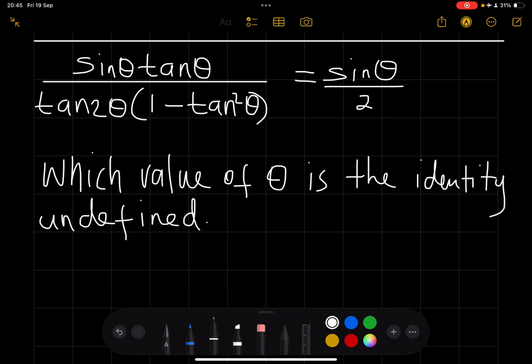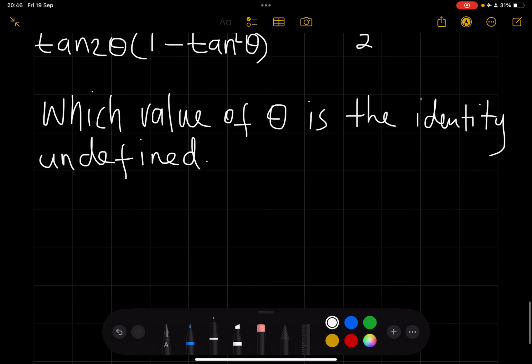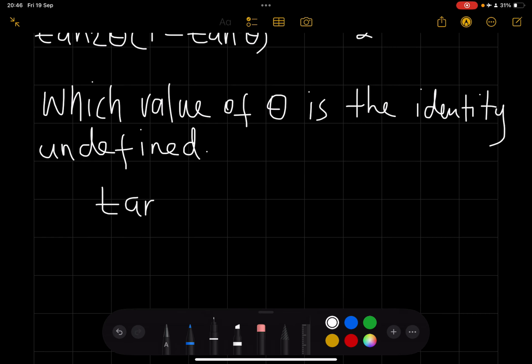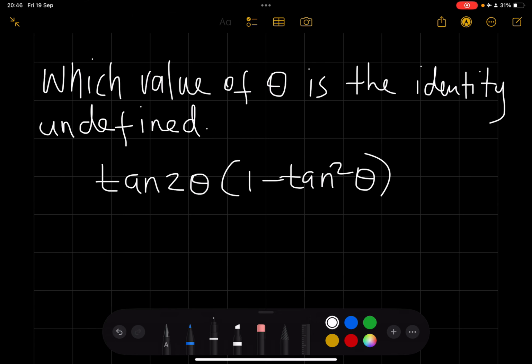In trig, such problems come from denominators. If the bottom of a fraction is 0, the whole thing is undefined. Remember, we cannot divide by 0. Even your calculator will shout at you. So the denominator is tan 2 theta times (1 minus tan squared theta), and we need to make this denominator 0 so that we can have undefined.